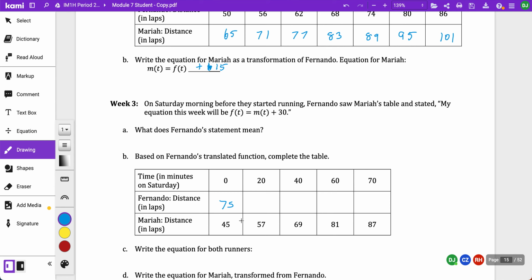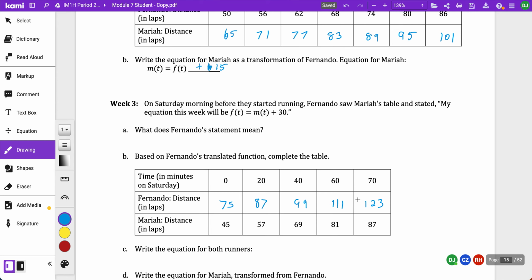Now they run together, so every 5 minutes they run 3 laps. Every 10 they'll run 6, which means every 20 they will run 12. So we're basically adding 12 here. So 75 plus 12 is 87. 87 plus 12 is 99. And then we have 111. And then 111 plus 12 is 123.